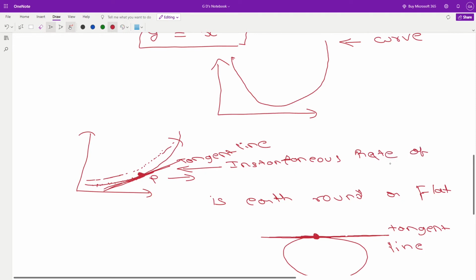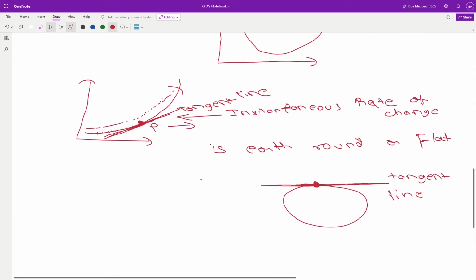Instantaneous rate of change. So you are finding something called the instantaneous rate of change. But how do you find it out? That is nothing but your slope. That is given by, for example, this is your y, and this is your x. Let's assume. How do you find it out?